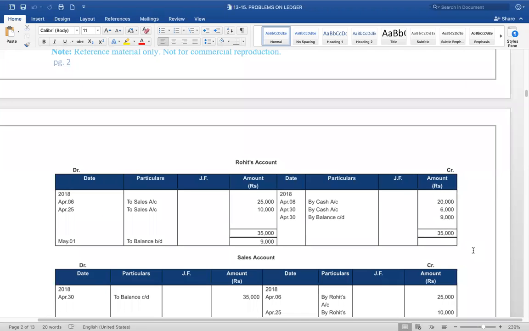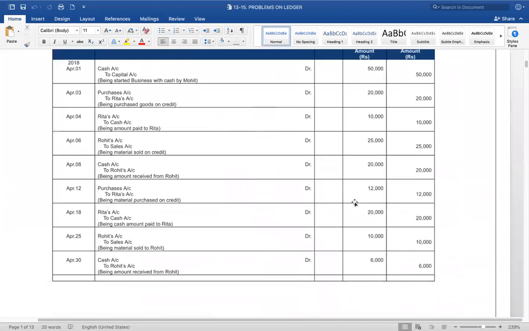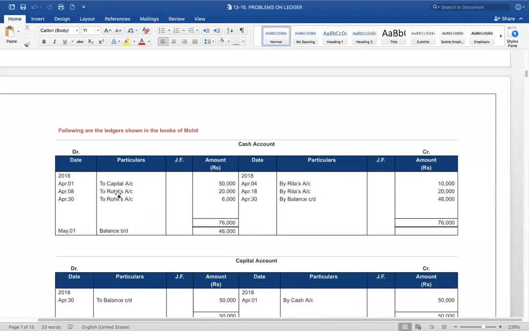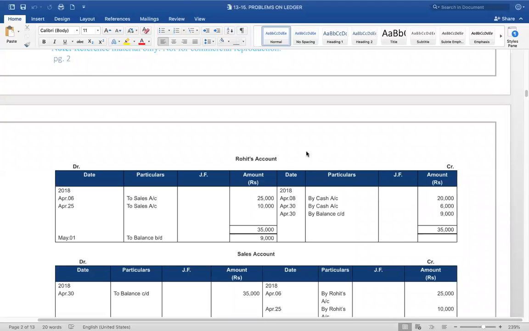Rohit's account debit to sales 25,000, to sales again 10,000 on April 6th and 25th respectively. But you have given me only 3 transactions, but there are 4. So on 8th Rohit paid, cash came in. So cash account debit to Rohit we have written. Look at this. Cash account debit to Rohit 20,000. Cash account debit to Rohit 6,000. By cash 20,000 and by cash again 6,000 on 8th and 30th respectively.